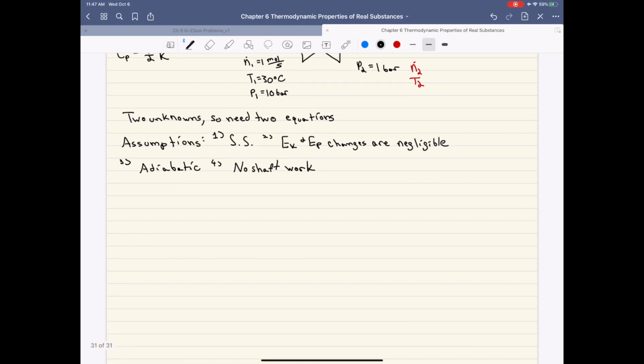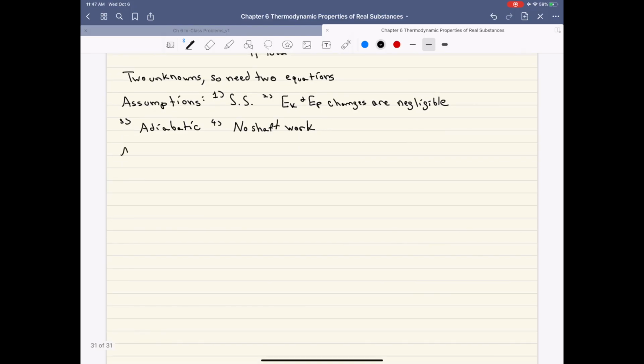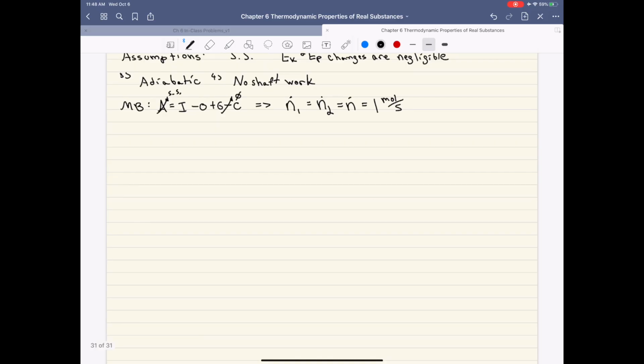Based on those assumptions, we could go to the material balance. A equals I minus O plus G minus C. No reaction, steady state. Therefore, our inlet, which is N1, is equal to our outlet, which is N2, which I'll just call N dot, and that's 1 mole per second. So, a fairly straightforward material balance.